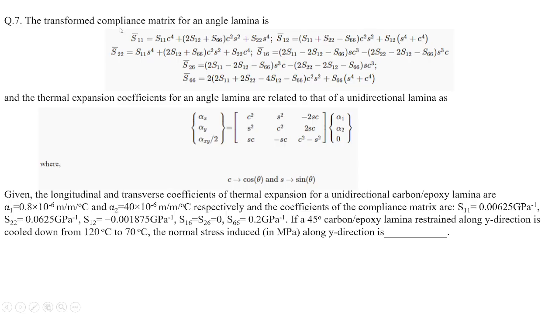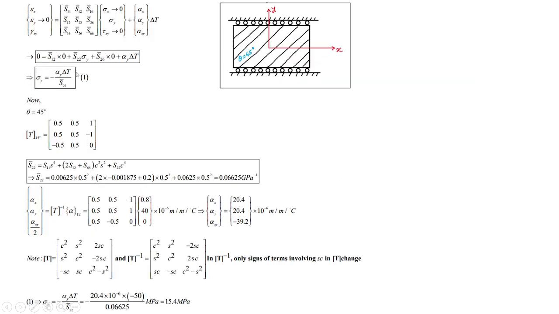In the question it is already given how to find the transformed compliance matrix. So to find the value of S22 bar, the equation is given where the values of S11, S12, S66 and S22 are already given in the question. S is the sine of theta and C is cos theta, and the theta given is 45 degrees. So from that we can get the value of S22 bar.